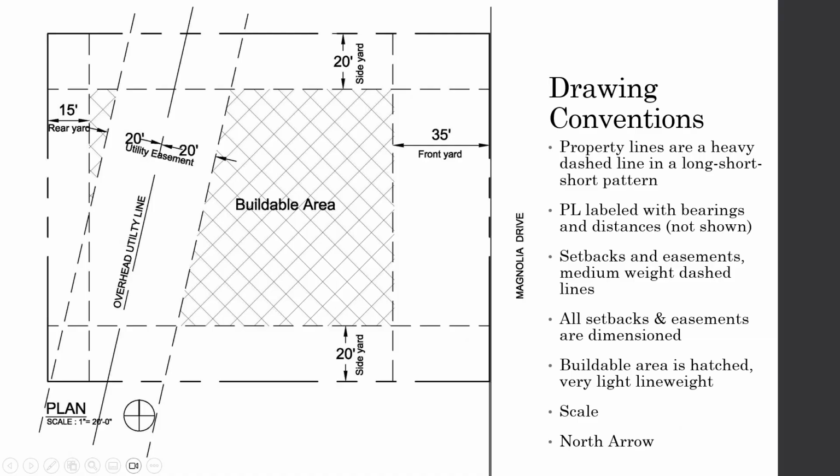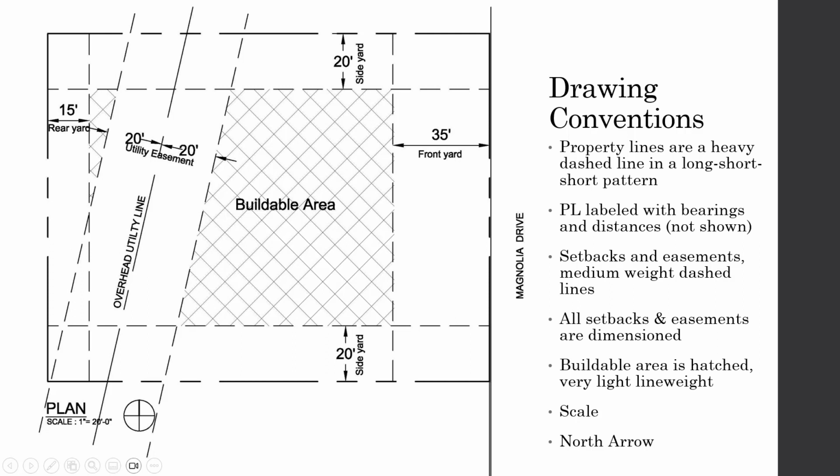In general, when drawing a site plan, your property lines will be that heavy dashed line, long, short, short pattern. Property lines will be labeled with the bearings and distances. Setbacks and easements will be noted. They'll be drawn with medium weight dashed lines and then also dimensioned.